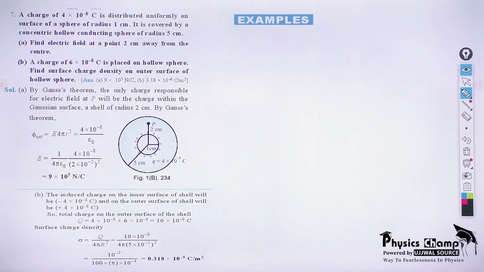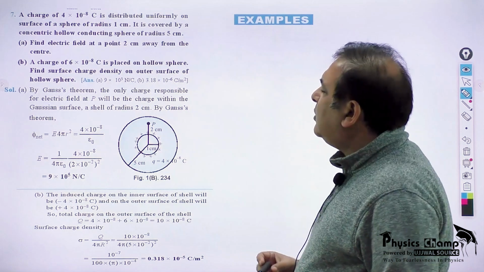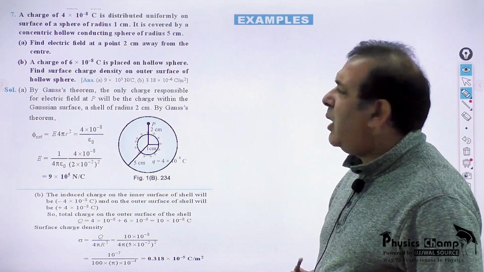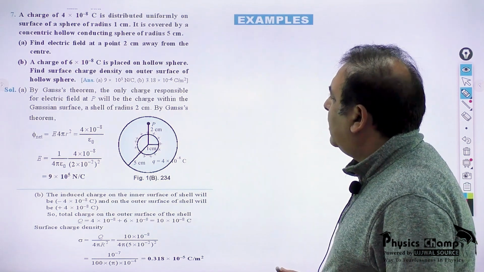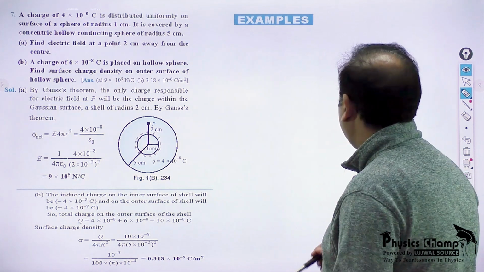So now we take question number 7. It will make you think a little further. There is a charge of 4 into 10 to the power minus 8 coulomb distributed uniformly on the surface of a sphere of radius 1 centimeter.